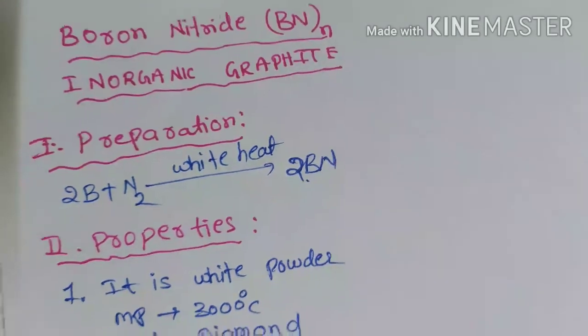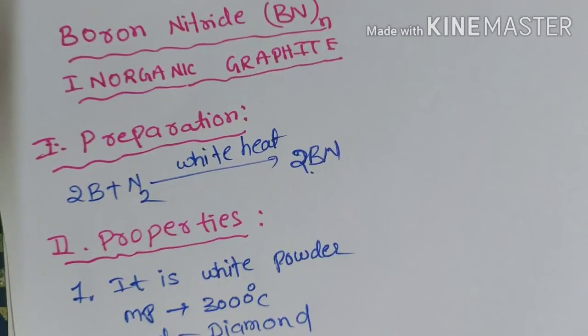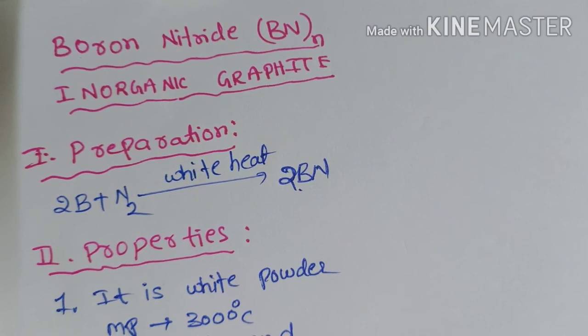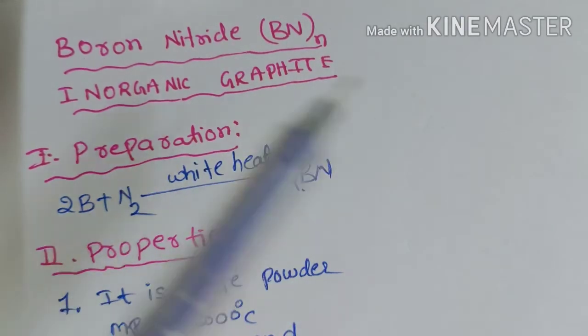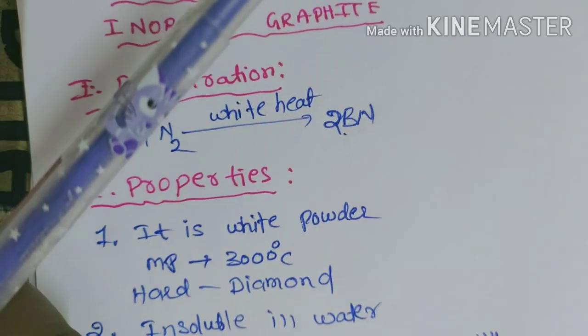Now, we go for the study of the preparation, properties and structure of boron nitride. Boron nitride is a polymer. Boron and nitrogen both are trivalent atoms, so its formula is written as (BN)n. This is also known as inorganic graphite because its structure is very similar to graphite. Now we go for the preparation of boron nitride.